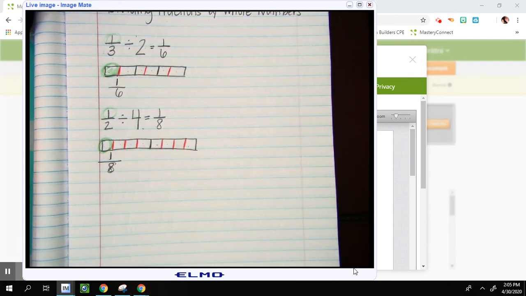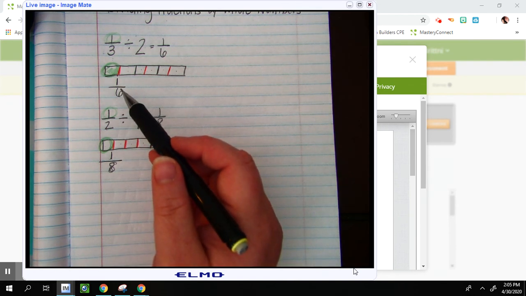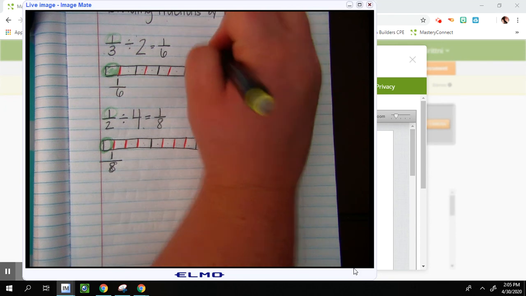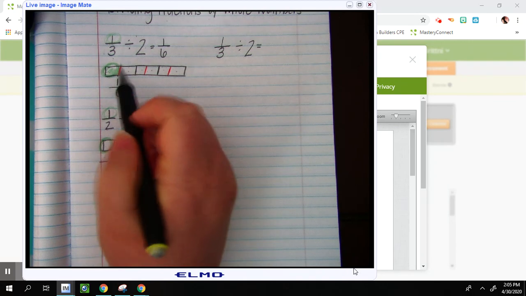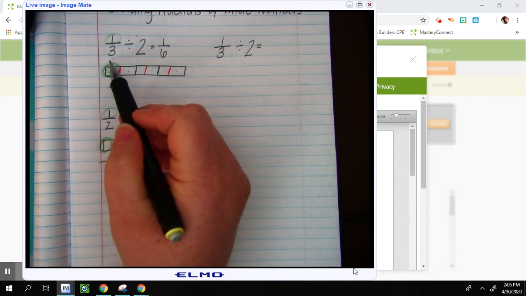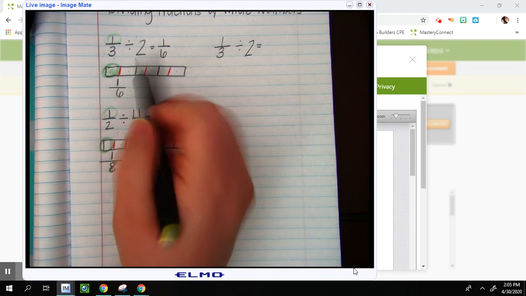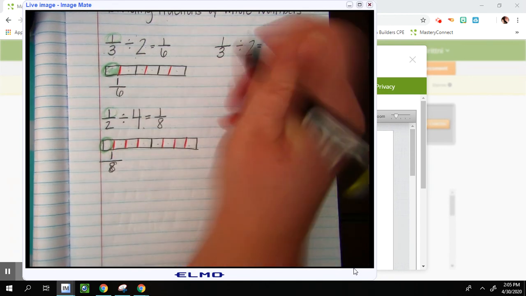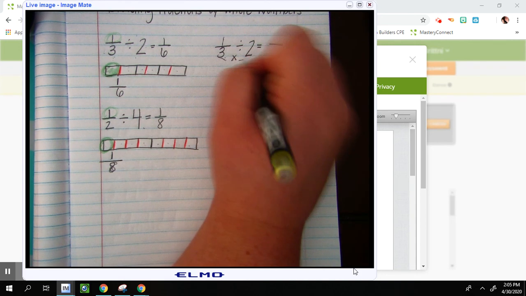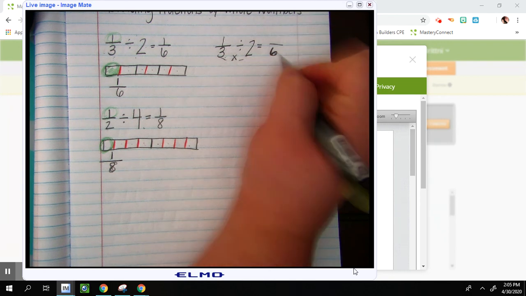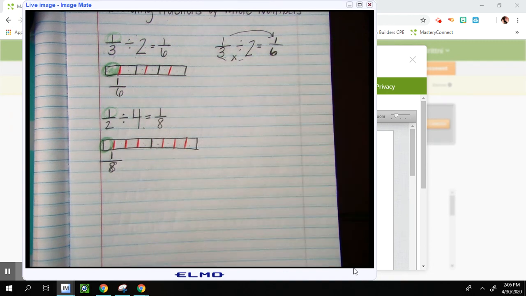We can look at a way to solve this without having to draw the models if we can think about connections we know between numbers. So up here, we had 1/3 divided by 2. Well, I know my multiplication facts, and if you know them also, you know that 3 times 2 gives us 6. So we can say that 3 times 2 will give us our 6 that we have in the denominator, and then we can bring our numerator over to make 1/6.